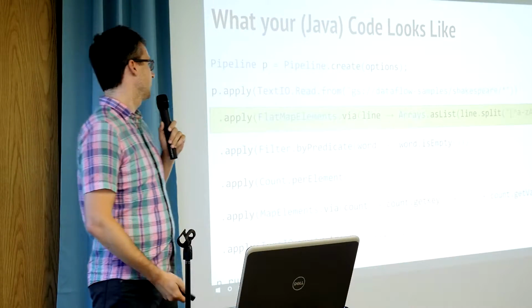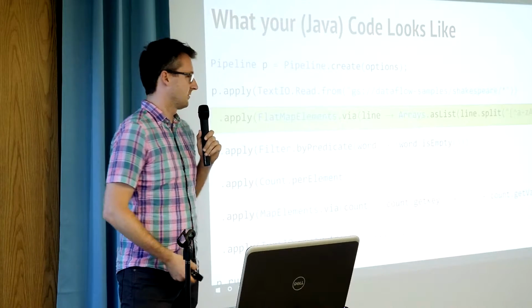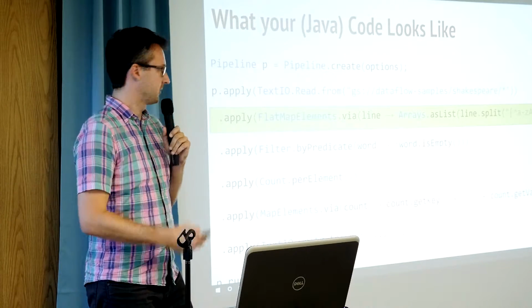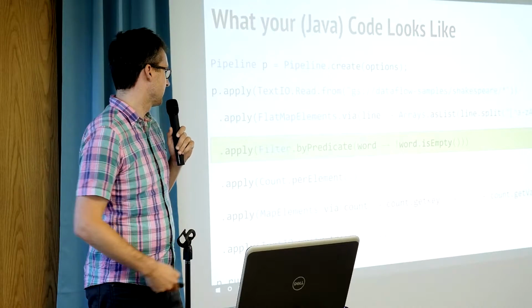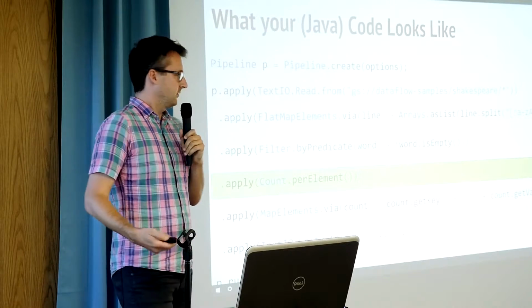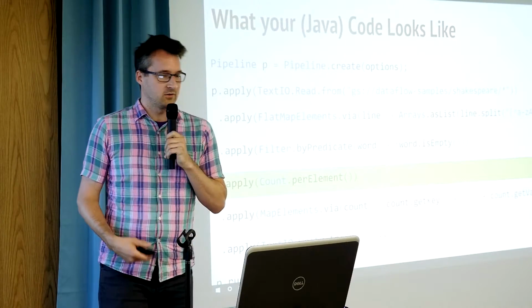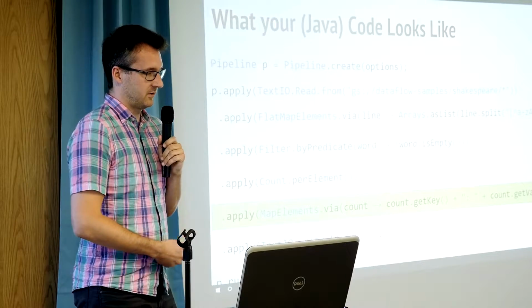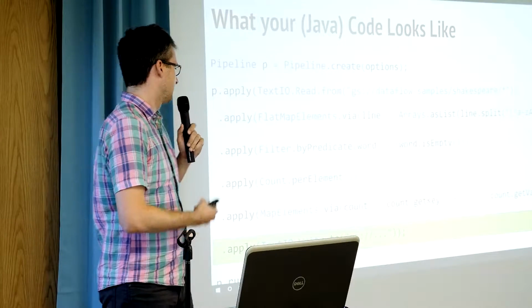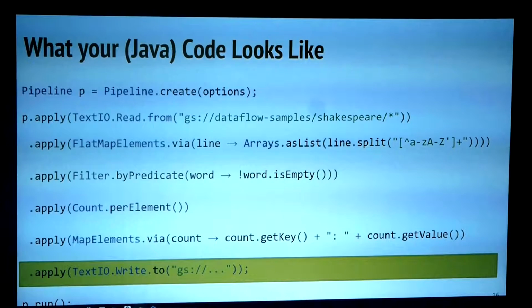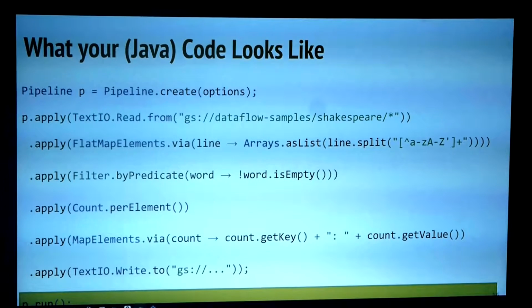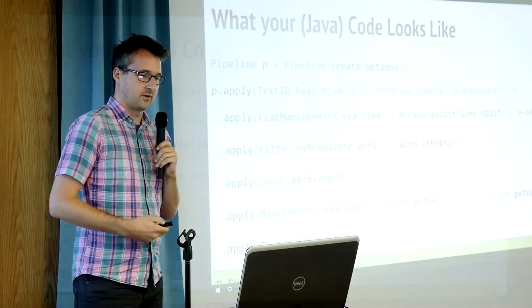It uses FlatMapElements to split the lines on non-alphabetic characters. That could result in some empty strings, so we filter those out. And then we count per element to get a count of each of the words. The MapElements transform formats each word before it's written to a sharded text file using the TextIO.Write transform. The thing that you should note is that I haven't said anything about how I'm going to run this pipeline. This just constructs it. And via only command line arguments or programmatic configuration, you can replace what backend it's running on.